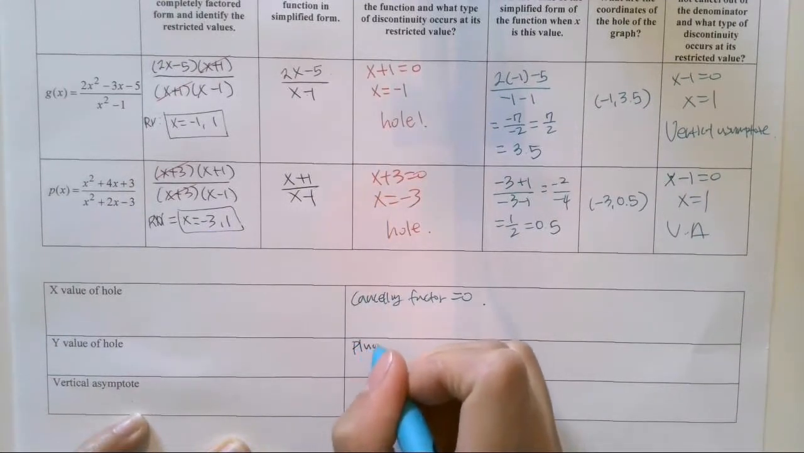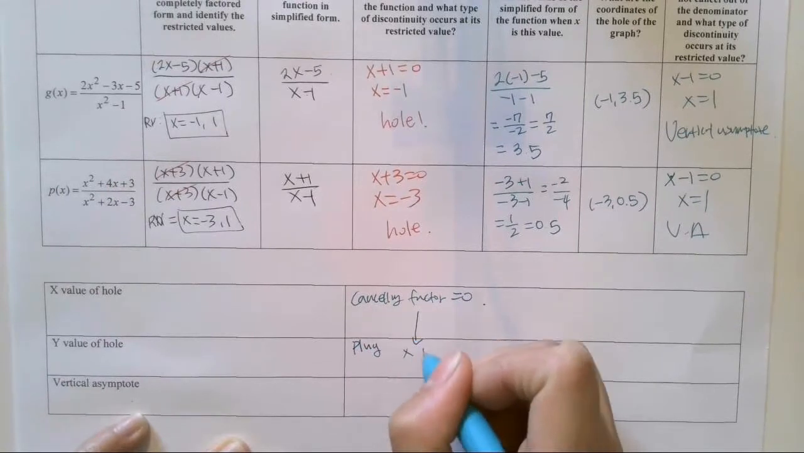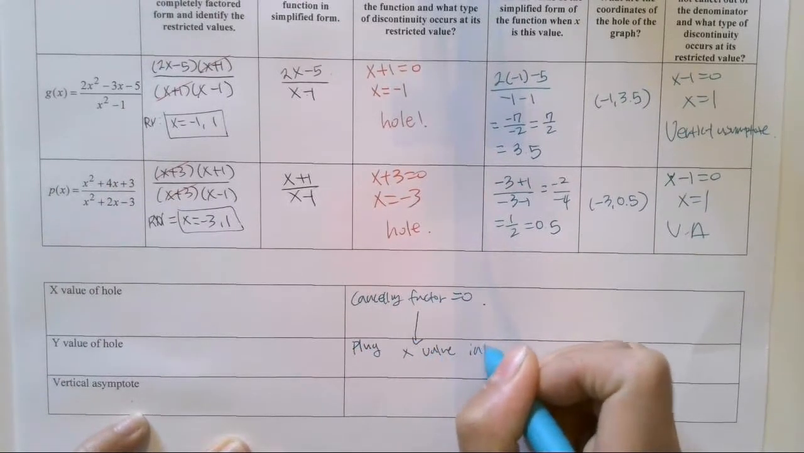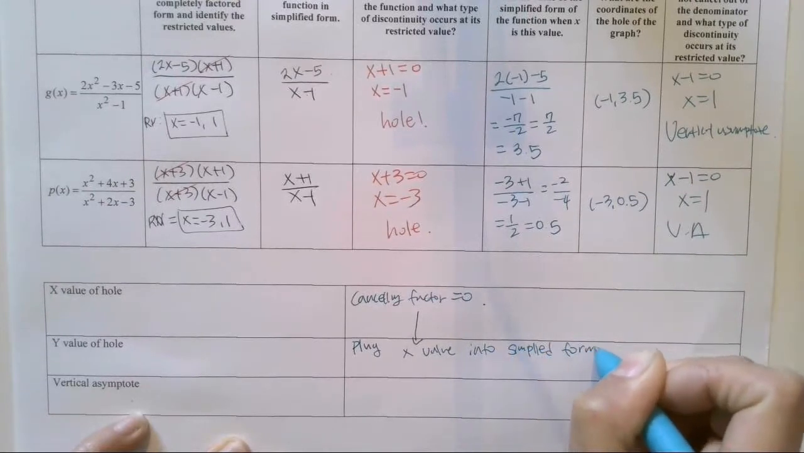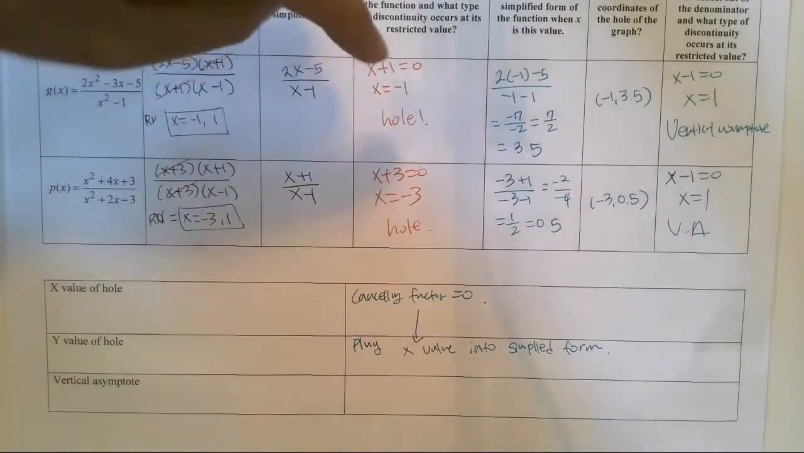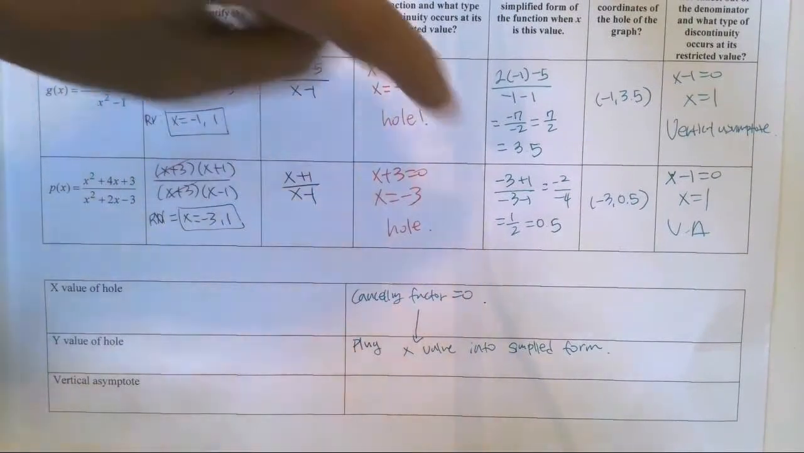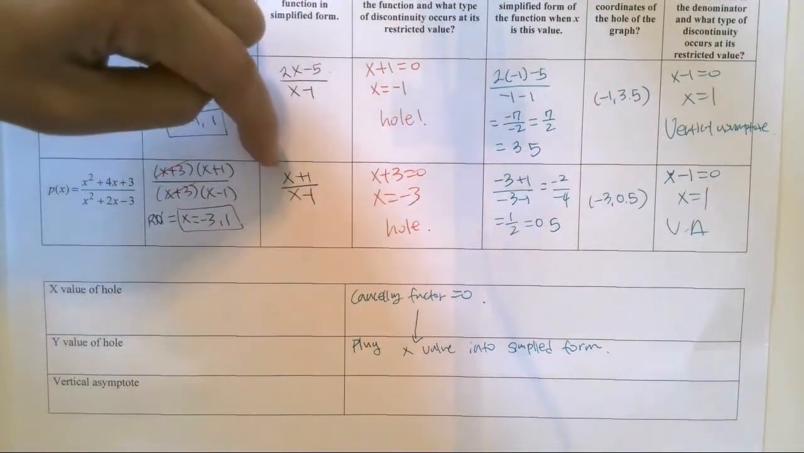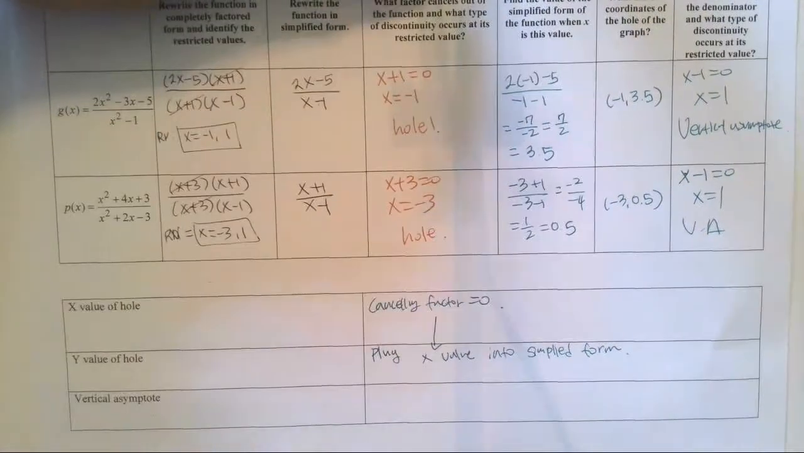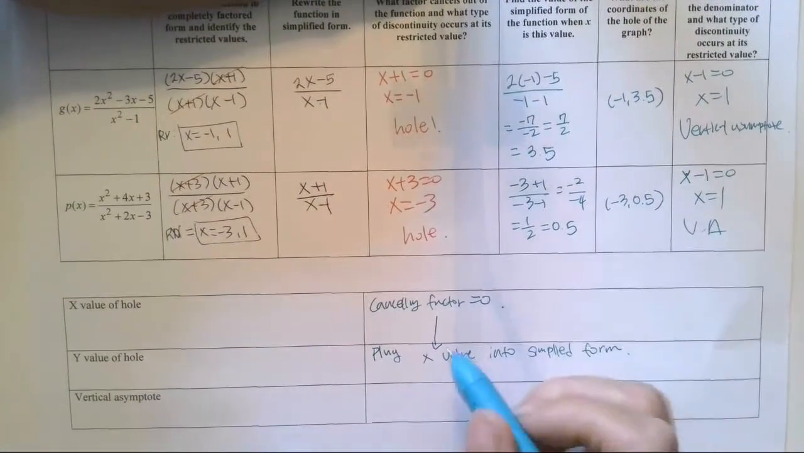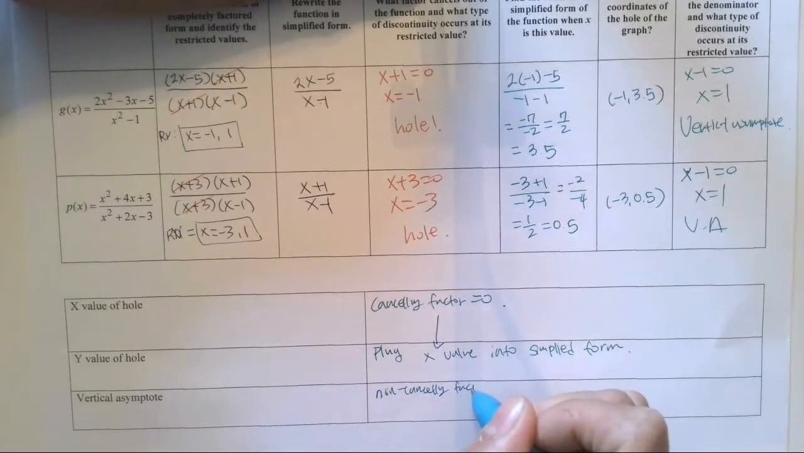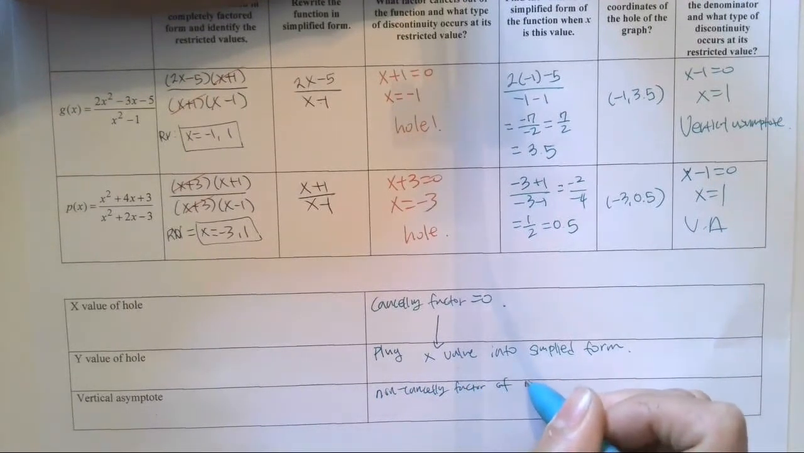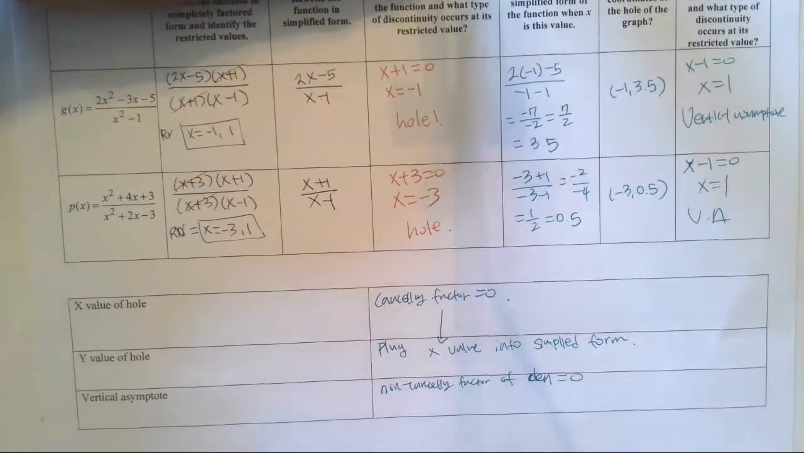Alright, how do you find the y value of the hole? Plug this x value into the simplified form. Alright, we plug that negative 1 into the simplified form to find the y value. We plug that negative 3 into the simplified form to find the y value. How do you find the vertical asymptote? Non-canceling factor of the denominator equal to 0.